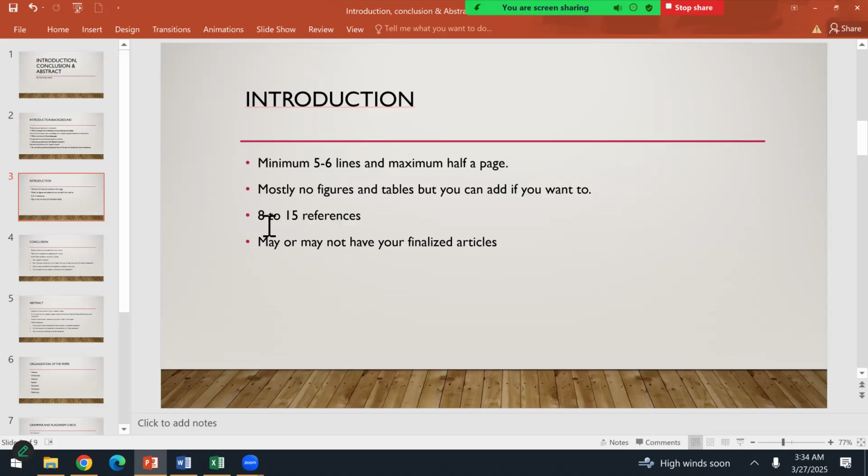An introduction section can have 8 to 15 references, and it may or may not have your finalized articles. Try to not add your finalized articles, and add articles other than them, so that you have more references.